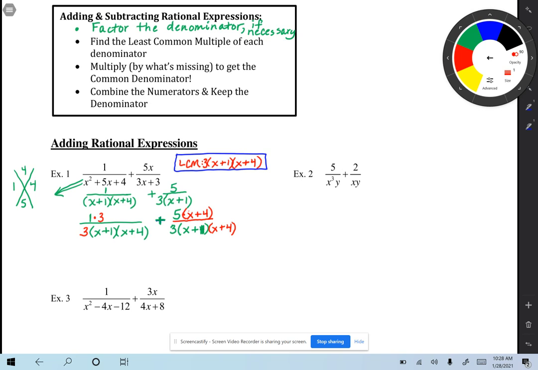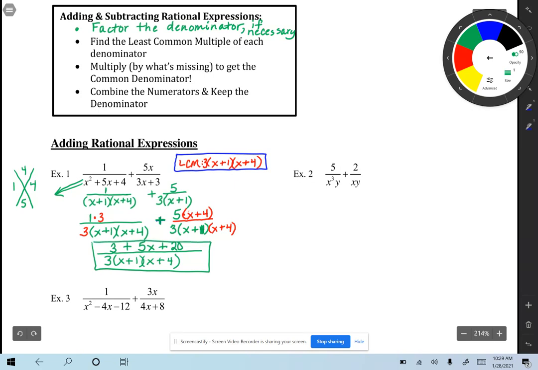So we combine the numerators, only the numerators. 1 times 3 is 3. I would make a gigantic fraction bar like this, since we're going to combine the numerators, but we're going to keep the denominator. So we have 1 times 3 is 3 plus 5x plus 20. We are done. We do not have to do anything else in this problem.